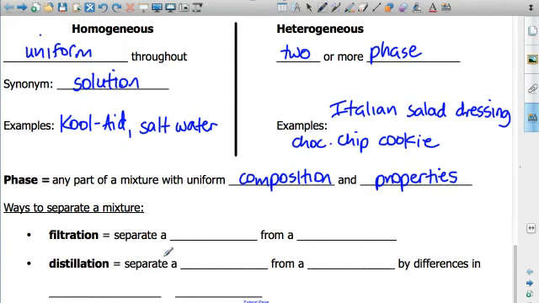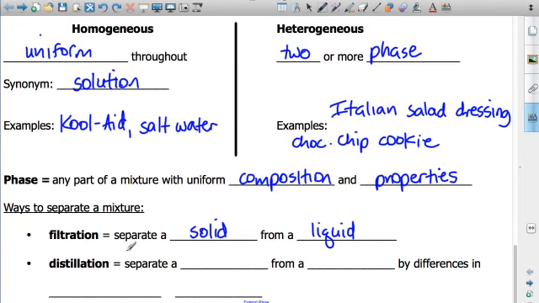And then finally, there are several ways to separate a mixture. Two of the most common are filtration and distillation. Filtration is when you separate a solid from a liquid. Typically, you take the liquid-solid mixture, pour it through a funnel that has a piece of paper on it. The solid stays behind on the paper, the liquid goes through, and they're separated.